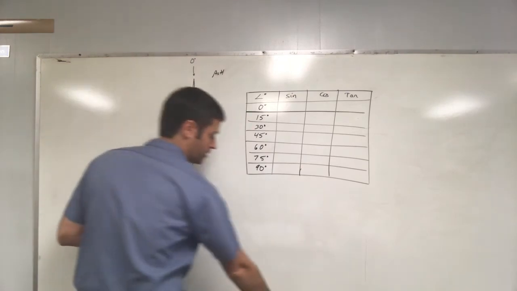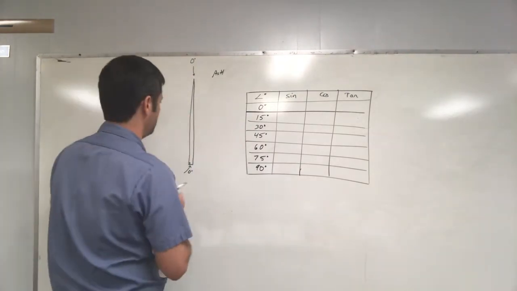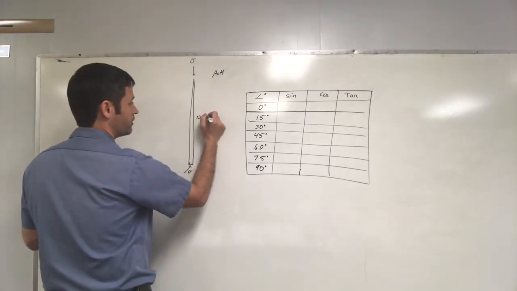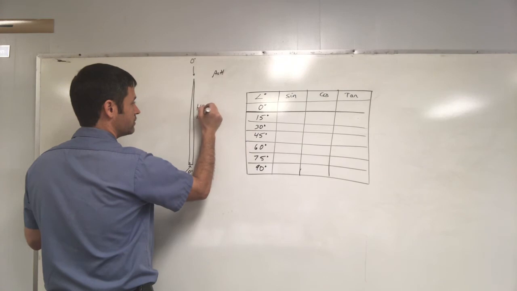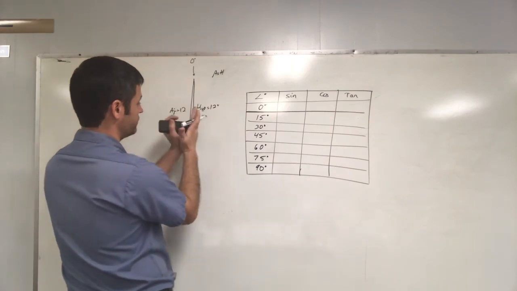Let's just pick a number. Let's just say that I made this triangle 12 inches for the hypotenuse. So hypotenuse equals 12, adjacent equals 12 as well because they're right together.